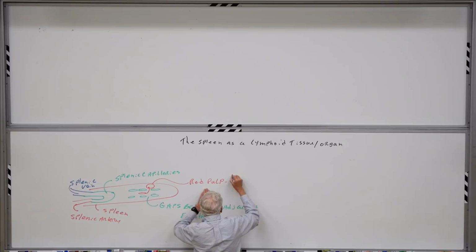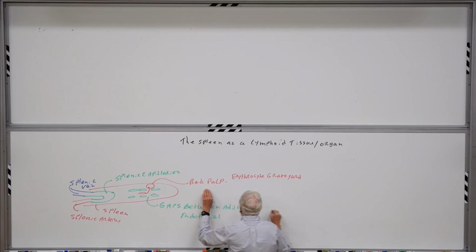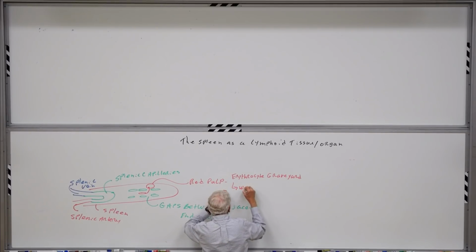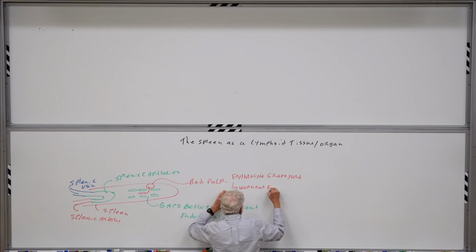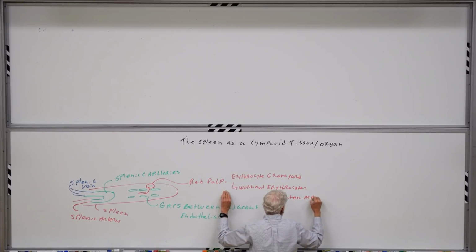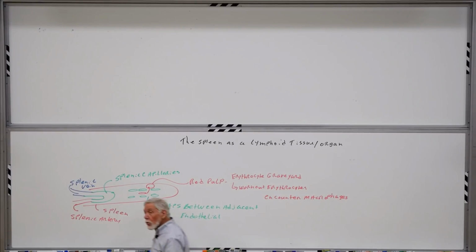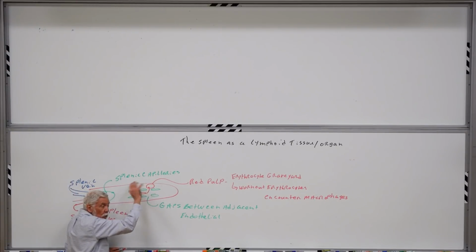Basically, the red pulp is an erythrocyte graveyard, because it's here that worn-out erythrocytes encounter macrophages. And the macrophages endocytose those worn-out erythrocytes. They recognize the oxidized sugars on the glycoproteins. They endocytose those erythrocytes, destroy them, and largely play a role in recycling the component parts.